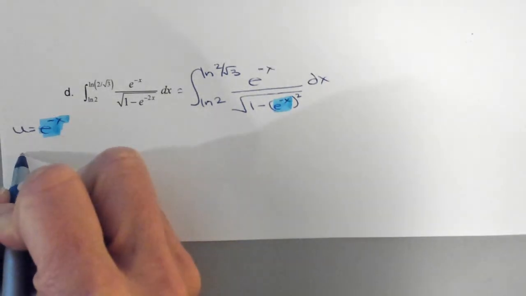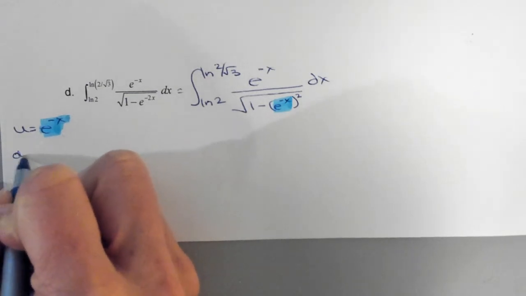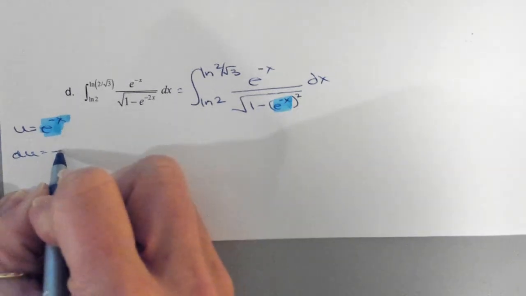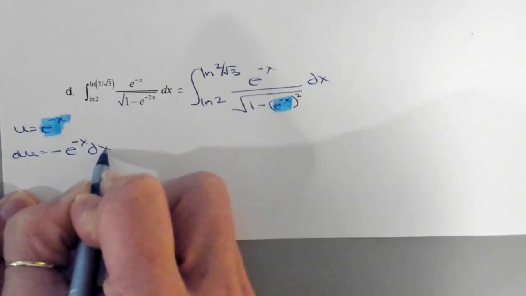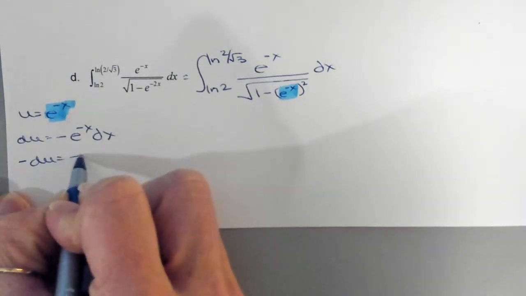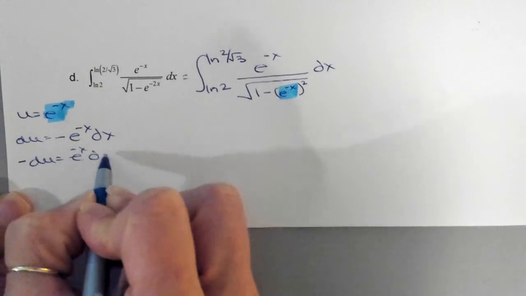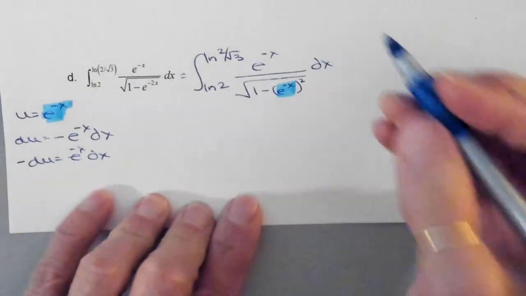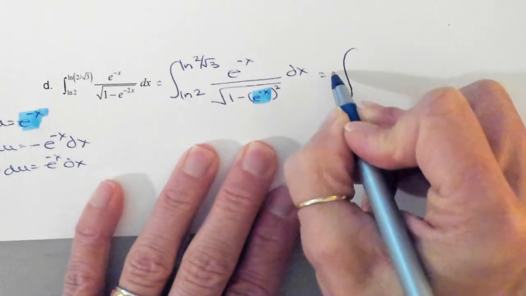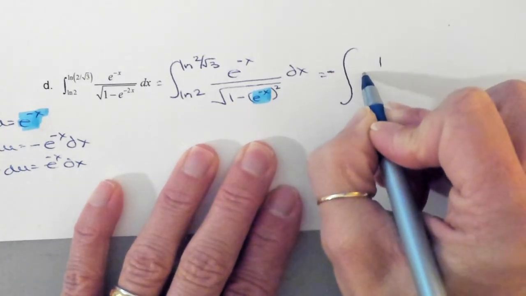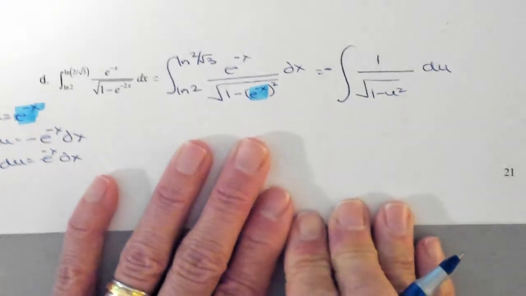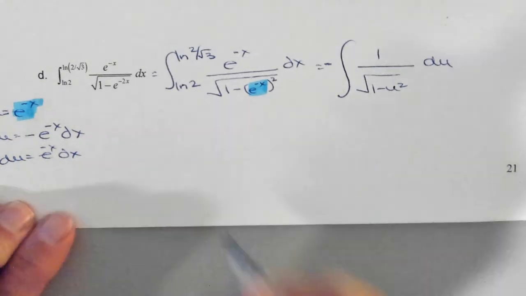So then you have du is equal to what? Negative e to the negative x dx. So what do I have to do? Take that negative 1. Yep. Negative du is equal to e to the negative x dx. So over here we have the integral of, I got to put my negative out here, 1 over the square root of 1 minus u squared du, right? And then I need to create my table.